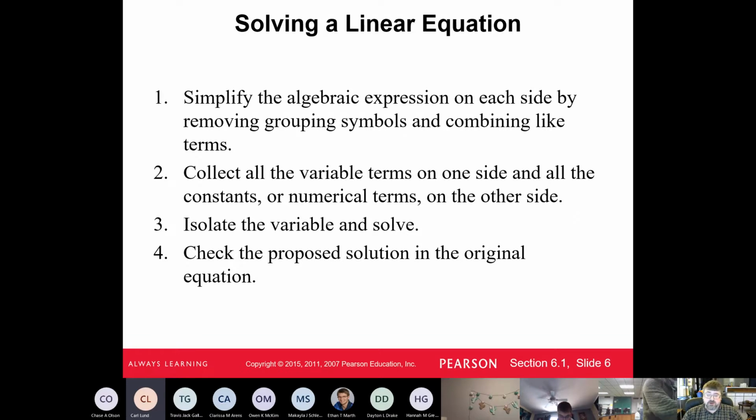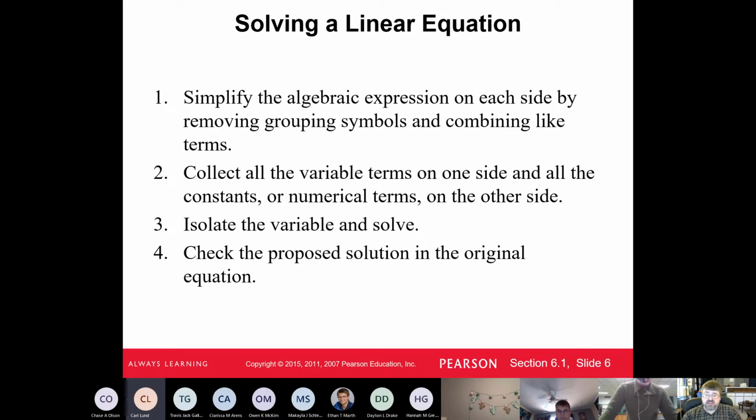We then isolate the variable and solve. In other words, by isolating the variable, we do solve. By isolating the variable, we say what x equals or what y equals or what a equals. We have the variable all by itself with no coefficient other than 1, the number 1, on the left-hand side or the right-hand side, I suppose.